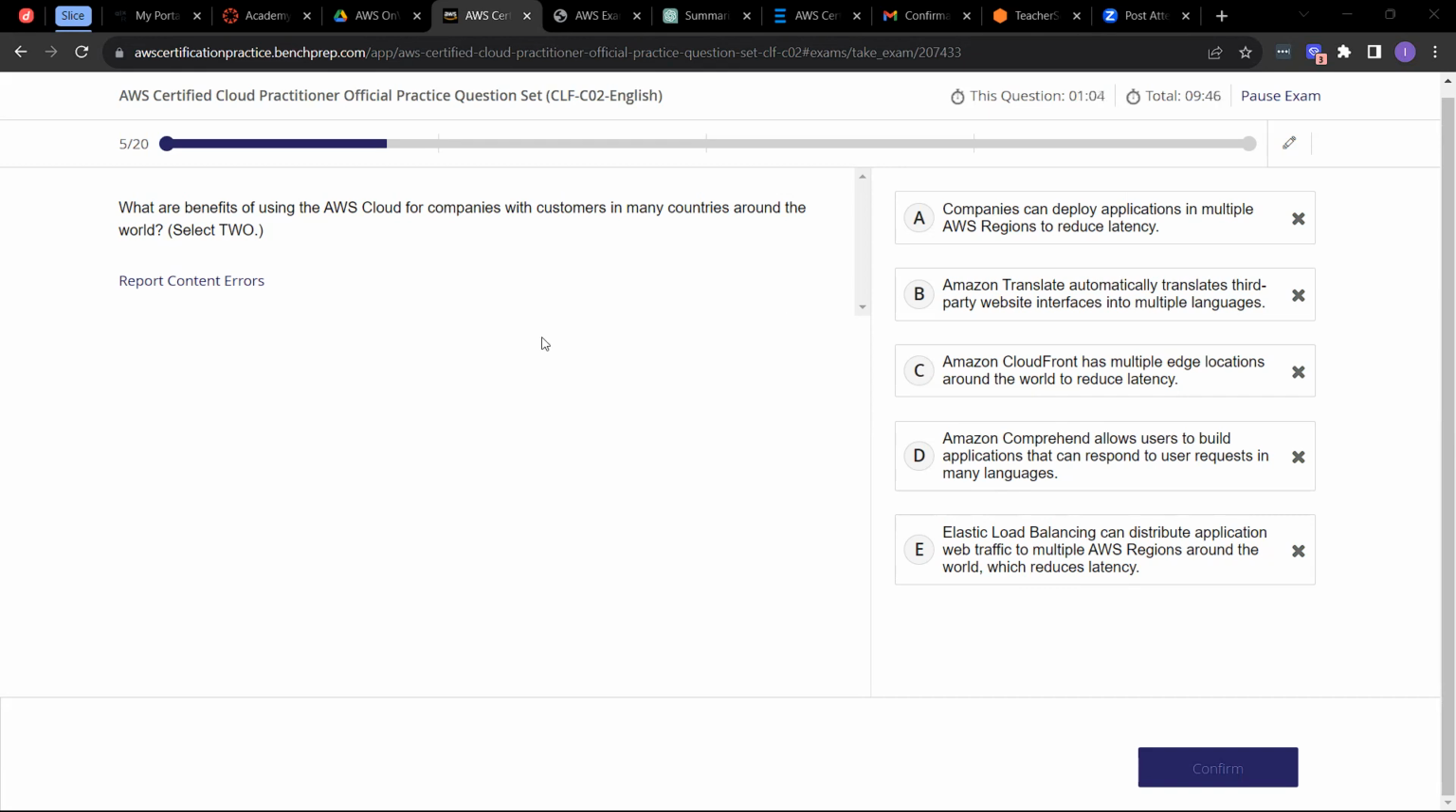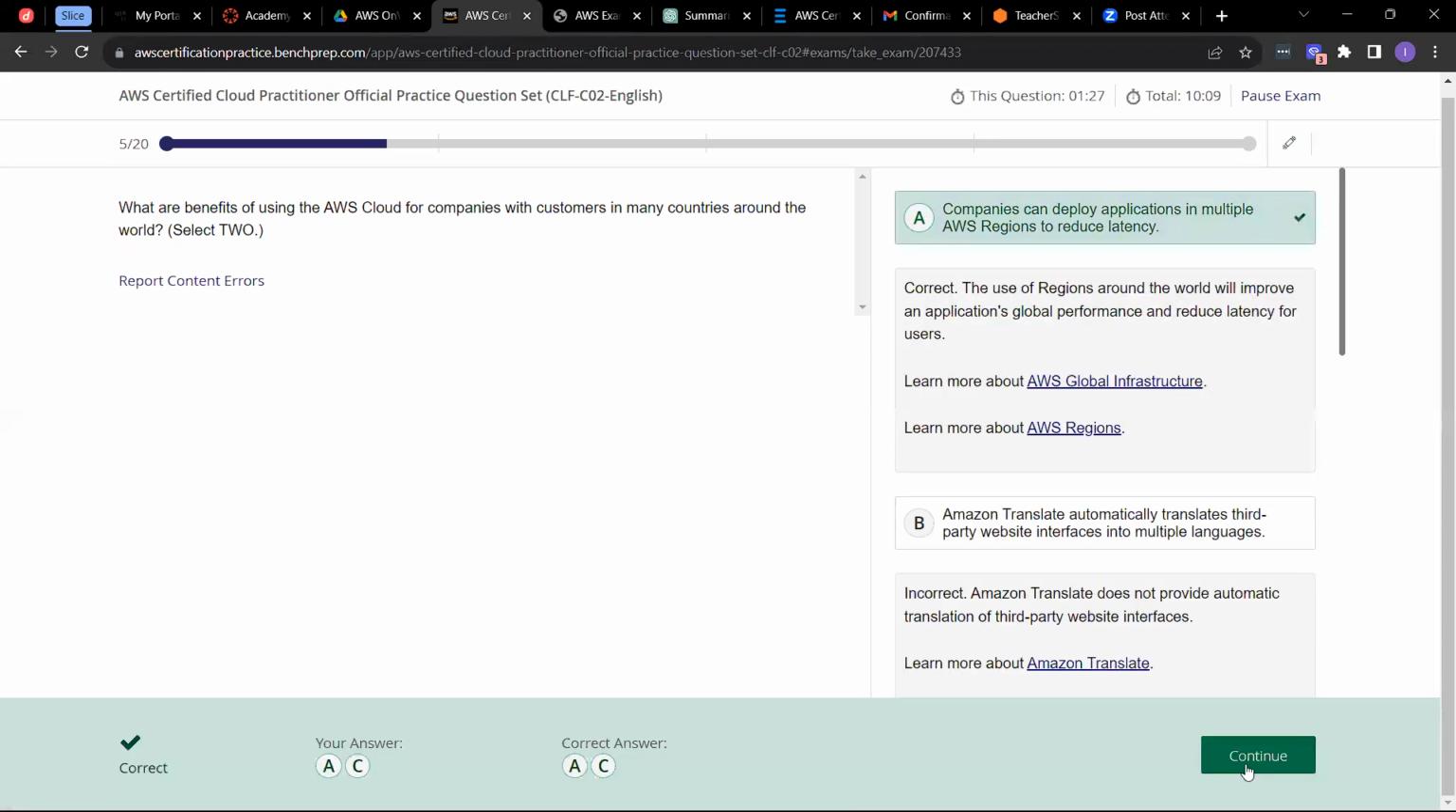So A and C, Sita says A and C. Vida says A and C. Dr. Seb says A and B. Papa's phone says A and E. Nana Adomako says A and C. Okay, so I think the majority is A and C. All right, so we look at A and C, and that's correct.